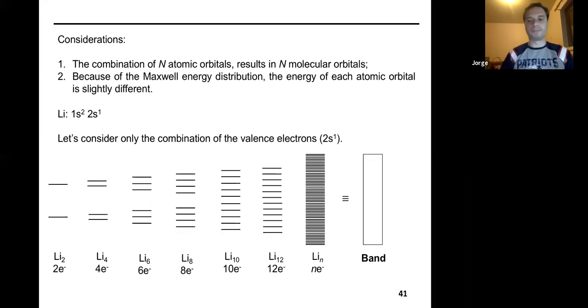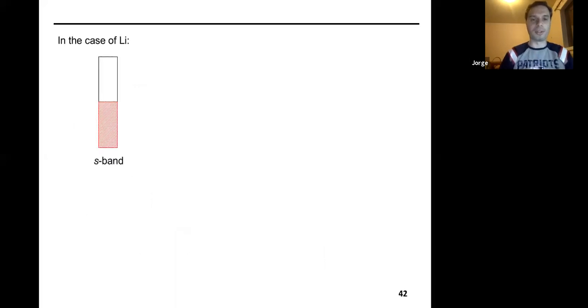Okay, now I would like to introduce you to two different concepts. So the first one, we are going to take a look back at the lithium band. So this band was formed by the combination of s atomic orbitals. Therefore, the name of the band is s band.